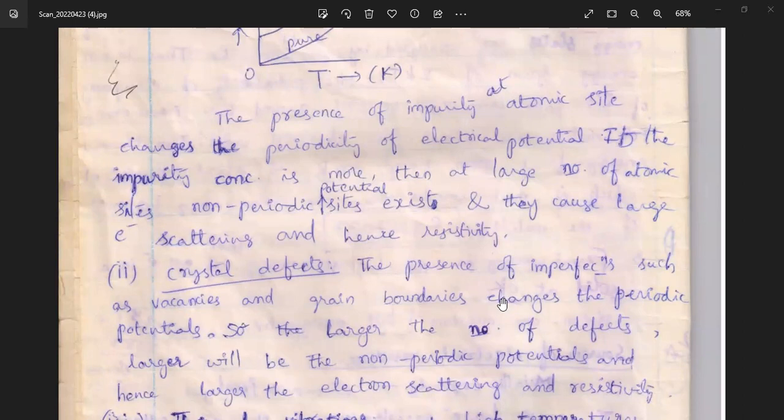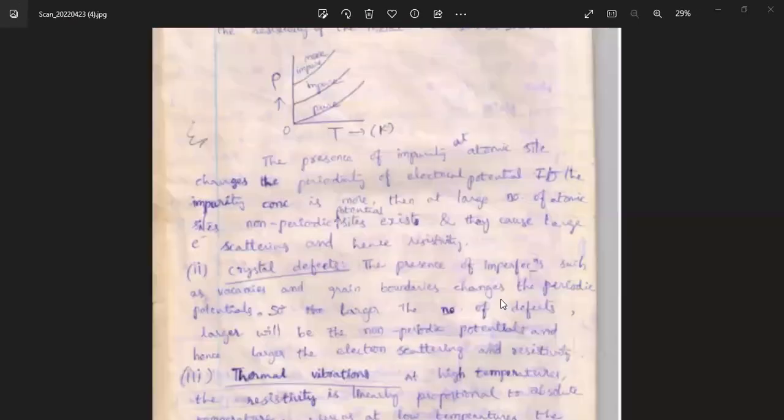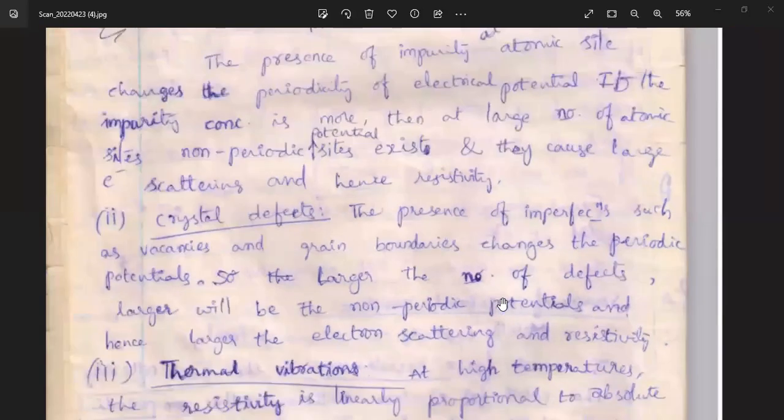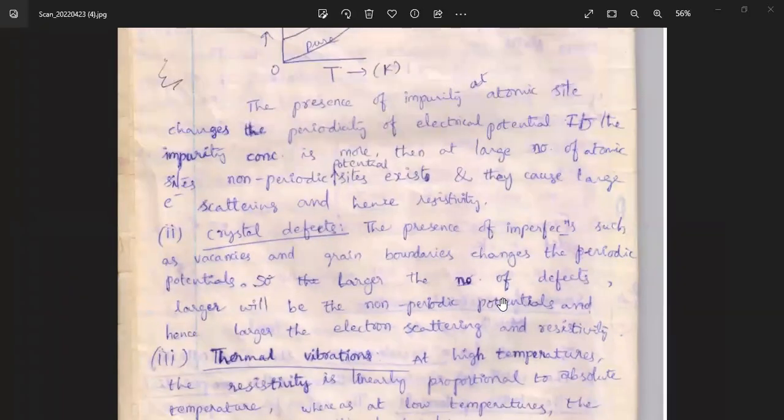Second one is crystal defects. The presence of imperfections such as vacancies and grain boundaries changes the periodic potentials. These are called crystal defects. Imperfections in the crystal, like vacancies and voids. Some atom should be there, but it is not there. That is called a void or vacancy. And grain boundaries will also be there.